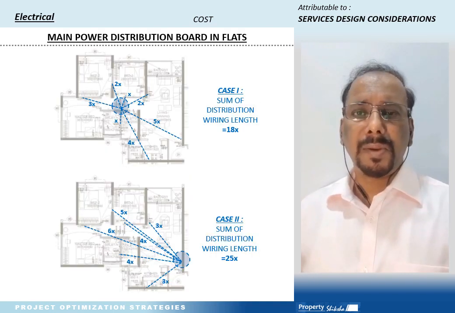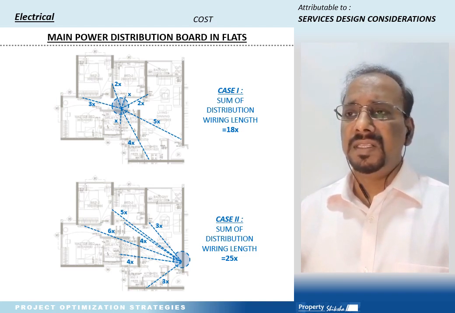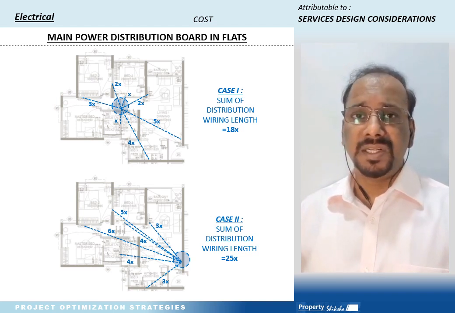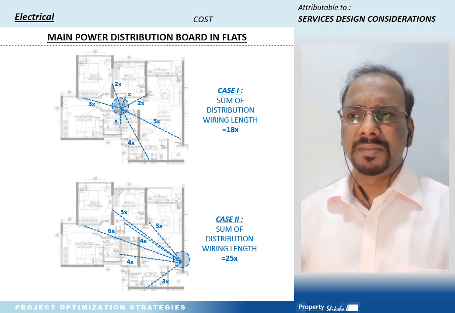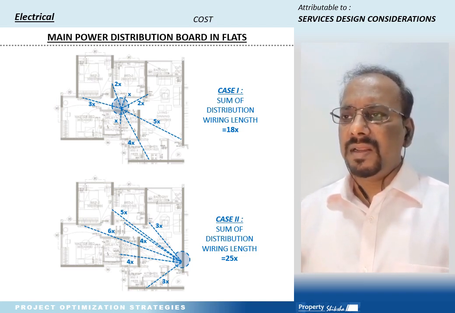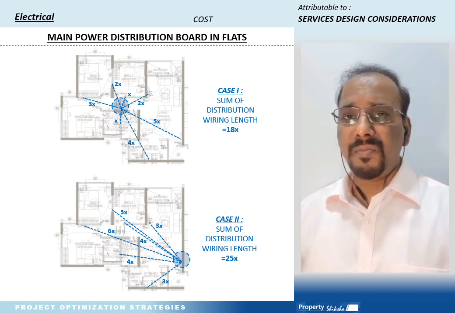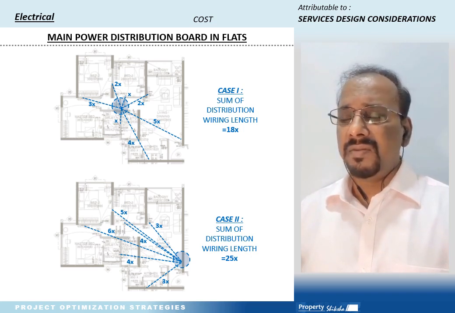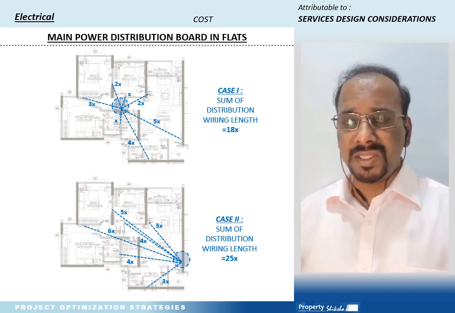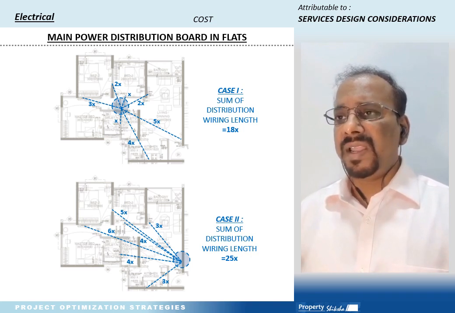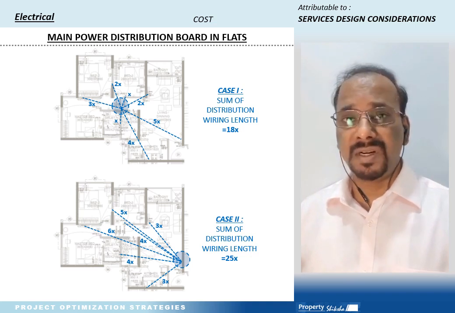So under project optimization strategies, my next point affecting the cost of the project is attributable to services design considerations and is related to electrical. Under electrical, this point is towards the location of the main power DB, from where the further distribution of wiring is done. Here I have taken an example of a flat where two locations of DBs are shown and their comparative lengths are measured tentatively.